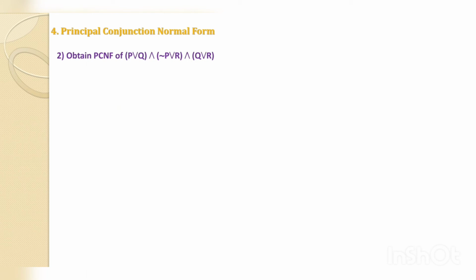The second is to obtain the PCNF of (P or Q) and (not P or R) and (Q or R). Now P or Q is an elementary sum, not P or R is an elementary sum, and Q or R is also an elementary sum, and these three elementary sum terms are connected by the product. That's why it is already a product of sum terms. But in the first term R is missing, in the second term Q is missing, and in the third term P is missing. As per our fourth rule, we introduce the missing terms.